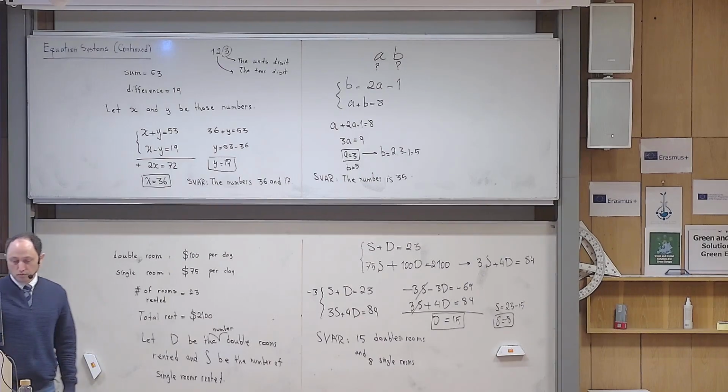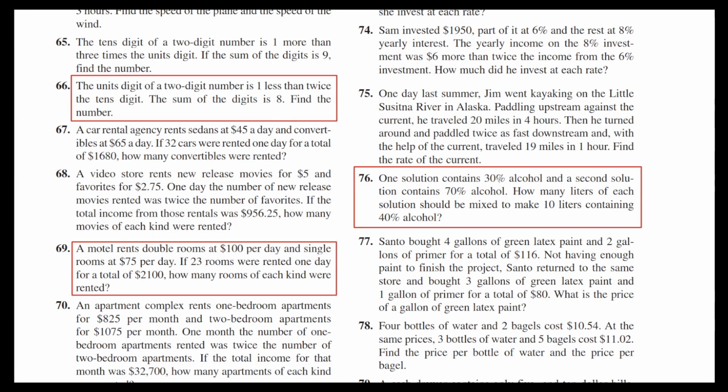The next question is more interesting, yes? One solution contains 30% alcohol and a second solution contains 70% alcohol. How many liters of each solution should be mixed to make 10 liters containing 40% alcohol? Yes, so that's a better question because for this question, I don't think you face a big problem, yes?